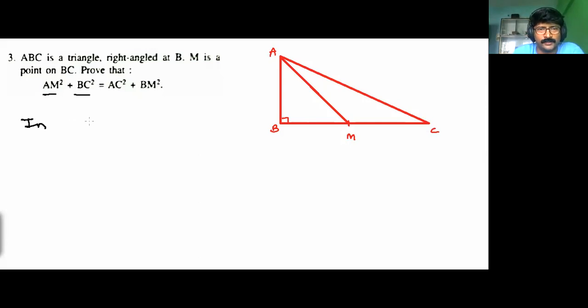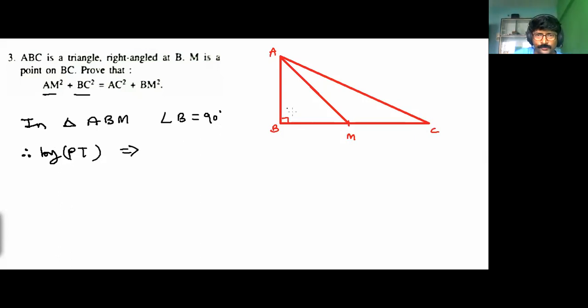So in triangle ABM, angle B is 90 degrees. Here I can write directly angle B is 90 degrees because angle B is very visible. Therefore, by PT, what can we say? We can say hypotenuse square. Where is the hypotenuse? AM is the hypotenuse in the small triangle. So AM square is equal to AB square plus BM square.